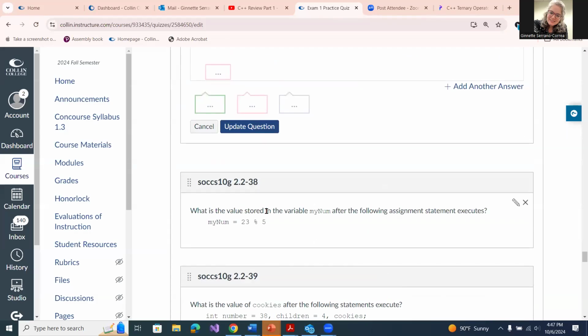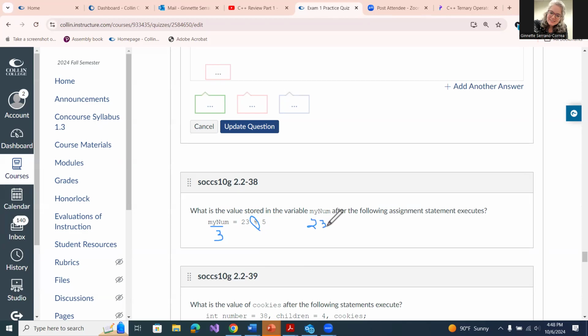What is the value stored in the variable myNum after the following assignment statement executes? So here they just want to see if you know what modulus does. What does percent do? Well, percent gives us a remainder. So we say how many times does 5 go into 23 evenly? 5 goes into 23 evenly 4 times. 4 times 5 is 20. Remainder 3. So myNum contains a 3.